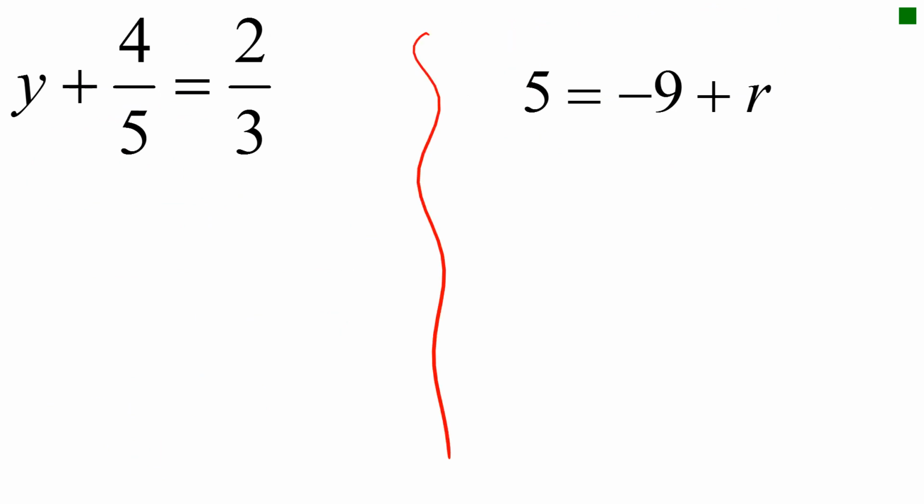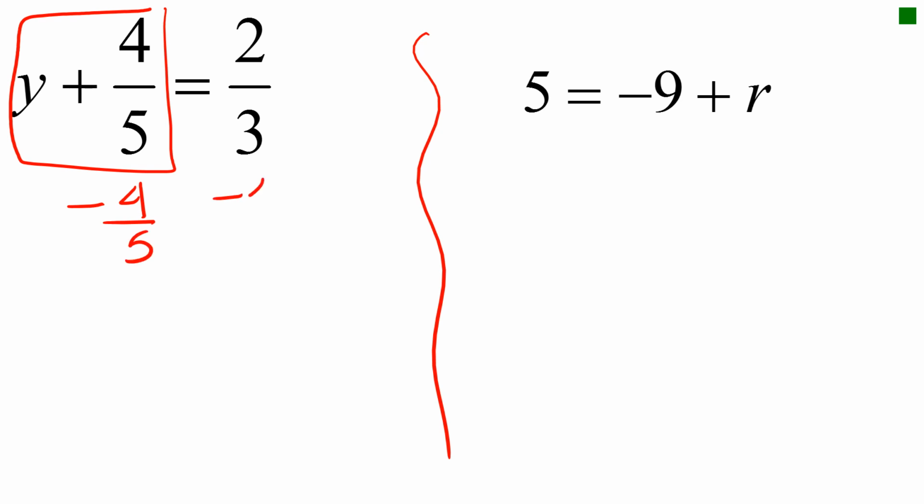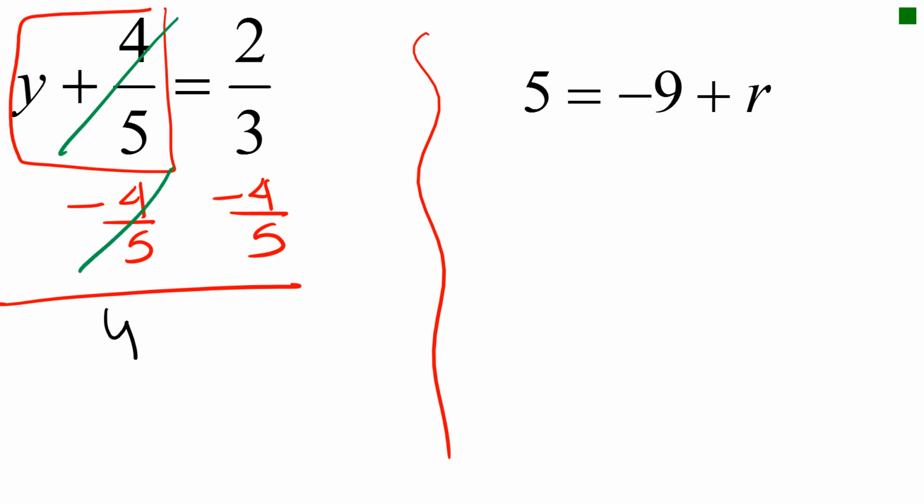Then we get fancy schmancy. We've got a fraction, and fractions tend to scare us. But just remember, you're doing the same process. Over here is where you've got your plus sign, you've got your variable, and you want to get rid of a plus 4/5, so you're going to subtract 4/5. So you can cancel positive 4/5, negative 4/5, and what you have left is y.